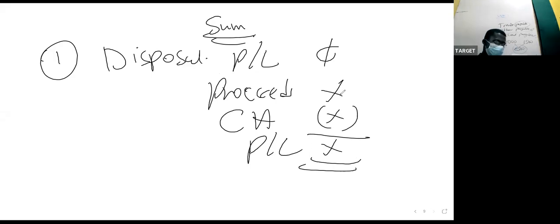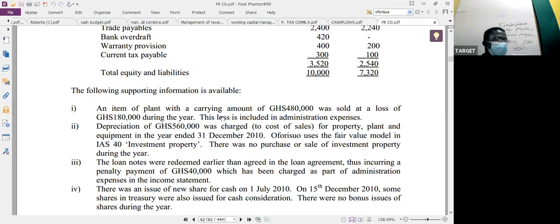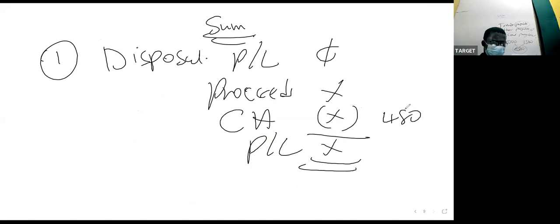So the proceeds, how do you get the proceeds? So let's check this question. Which one have they given to you? Which one is not in? An item of plant with a carrying amount, the final carrying amount, good news, was sold at a loss of 180. The proceeds is missing. How much did they sell the asset for? It was not told. So therefore, let's go. So proceeds, we don't know, but we know the carrying amount to be 480.